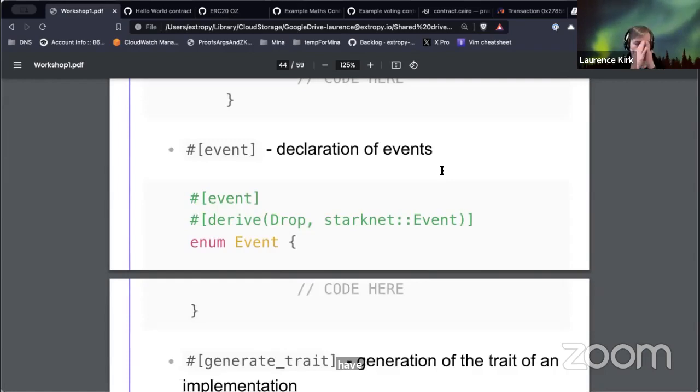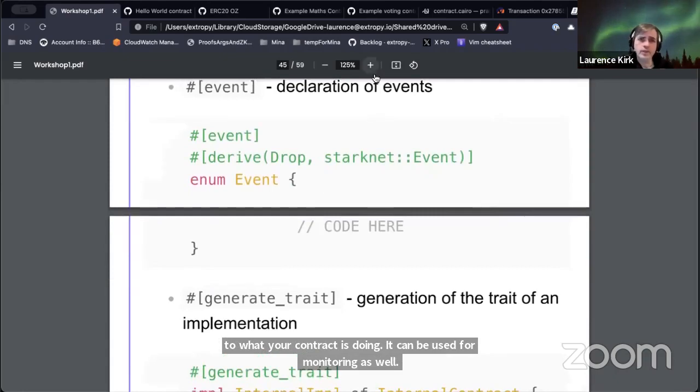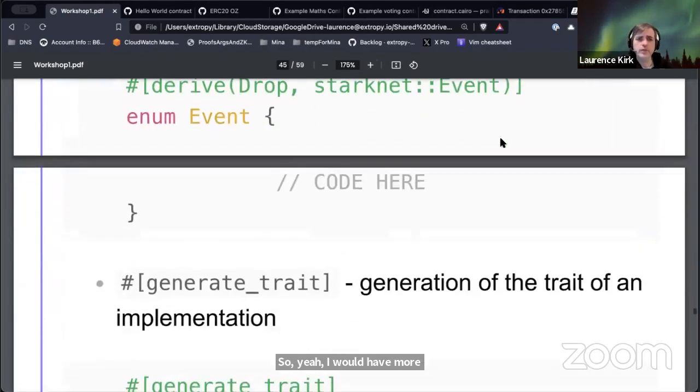Events are very useful. They show what is happening within our contract when it is being called. You really should have an event for all the changes of state happening within your contract. It's good practice to do that. It means that third-party applications can react to what your contract is doing. It can be used for monitoring as well. So yeah, I would have more events rather than fewer.